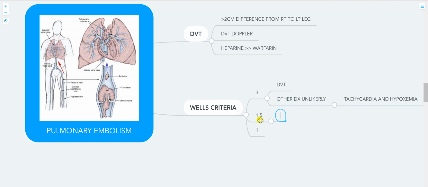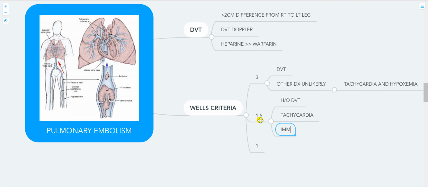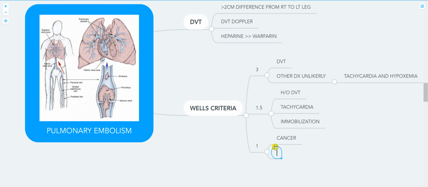1.5 is usually if there is a history of DVT, not having it right now but in the past, or if there is tachycardia, okay? That's why tachycardia is very important. One point is for a history of immobilization, surgery with immobilization, cancer, or hemoptysis. So these are the things that you want to consider for management.